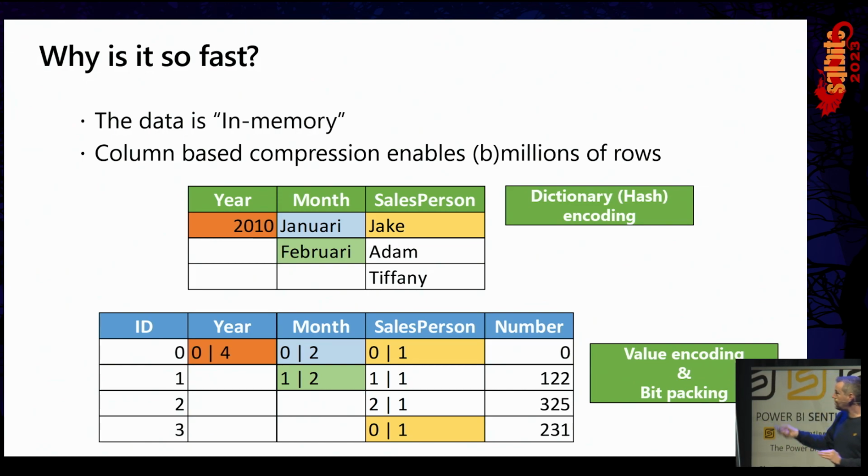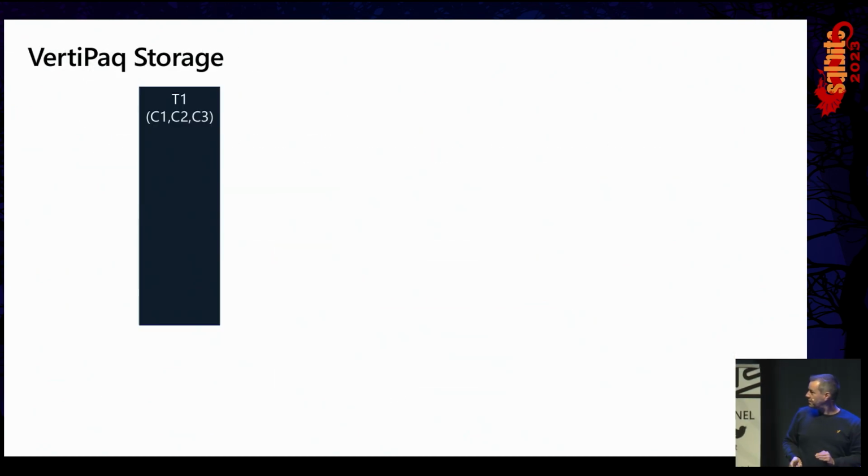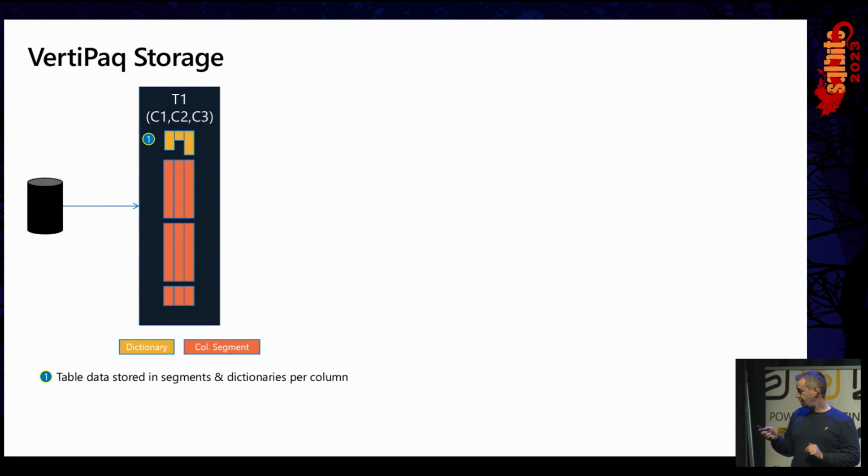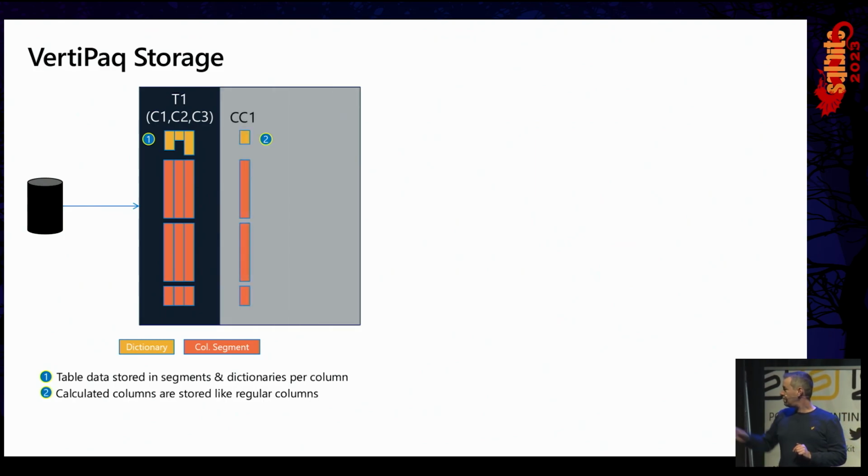So what does that mean? Okay, so how is data getting stored? Data is getting imported into the model. It does two things. It creates that dictionary and it reads in the data. It's stored in segments and dictionaries per column. Calculated columns that you create are also treated the same way.